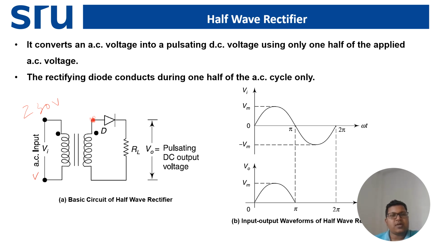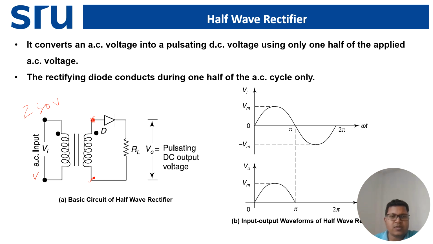So at this point and this point it is sinusoidal, right? But when it passes to the diode, it is being converted, right? So we will try to understand the operation through this graph.